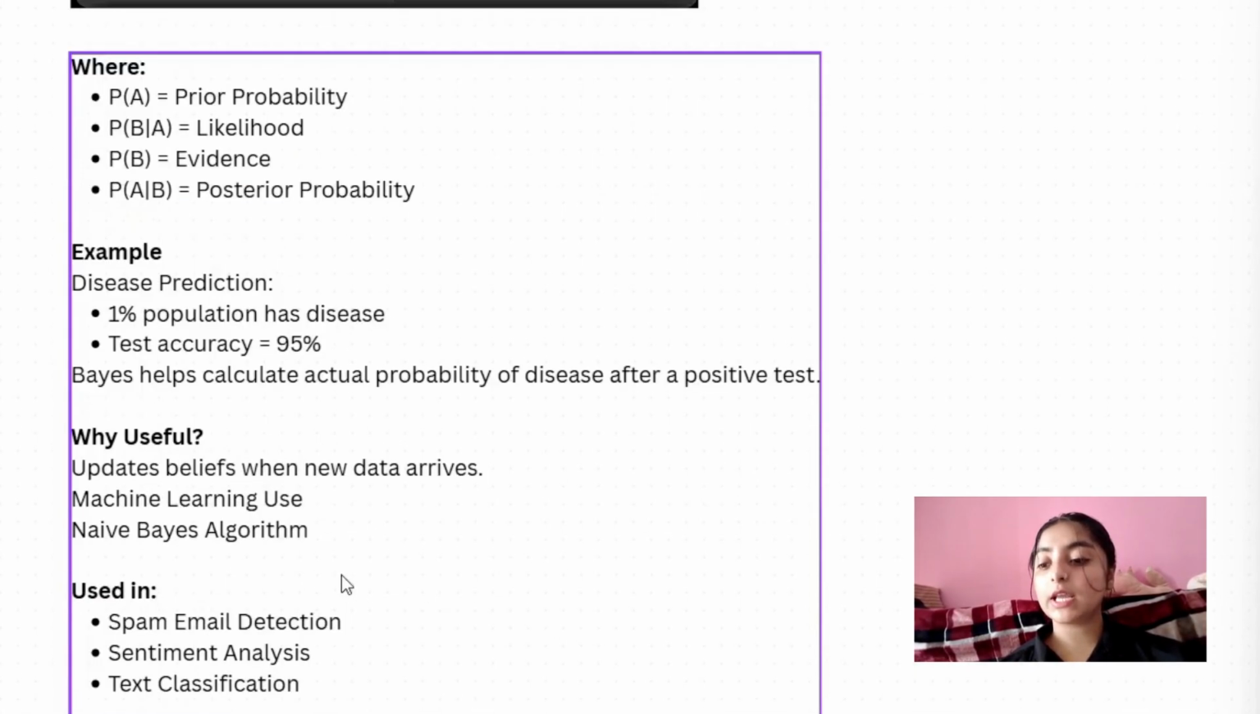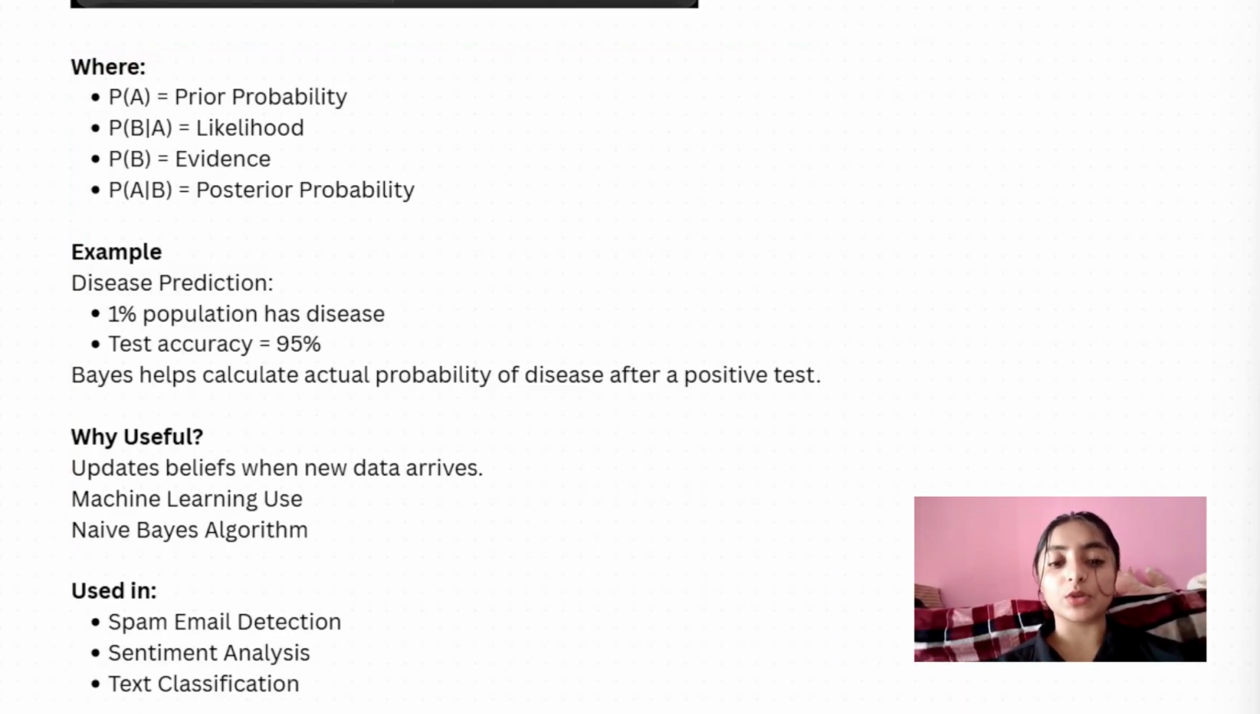So here we are taking an example like disease prediction: 1% of people have the disease. The medical test is 95% accurate, meaning before taking the test the probability of having the disease is only 1%. Now suppose the test result is positive. The question is: what is the probability that the person actually has the disease after getting a positive result?